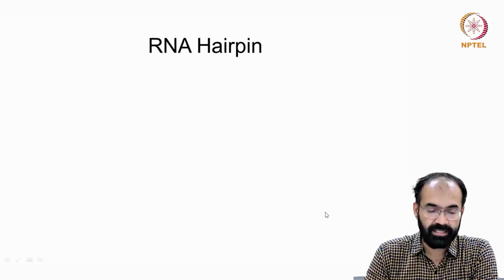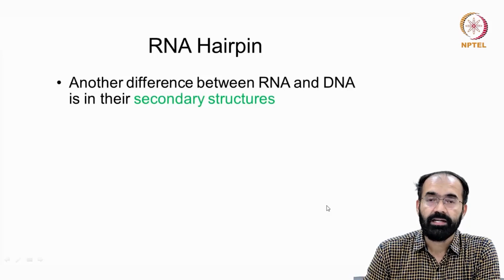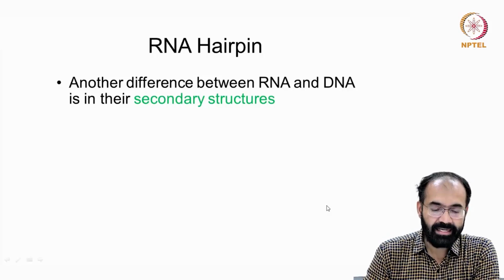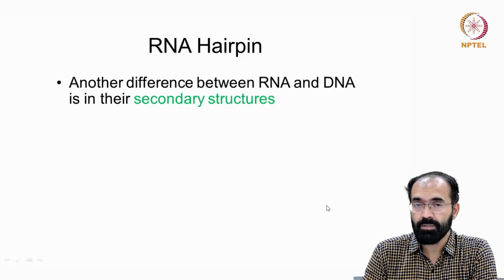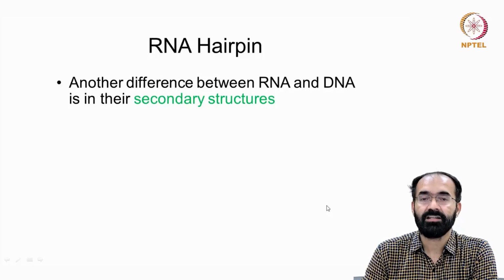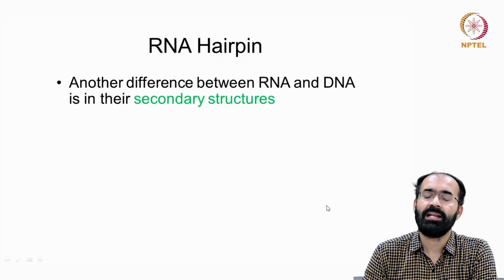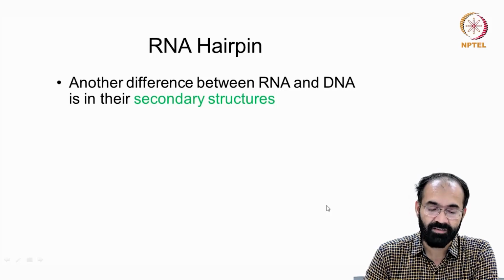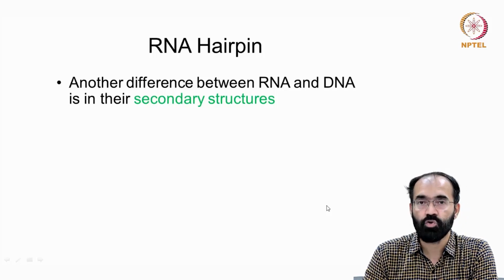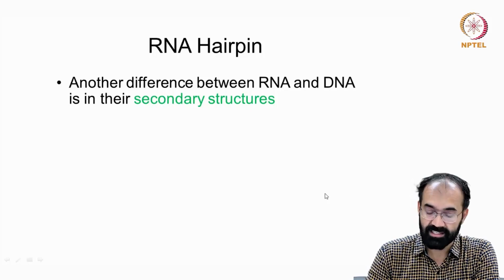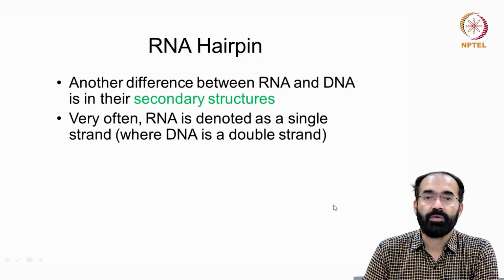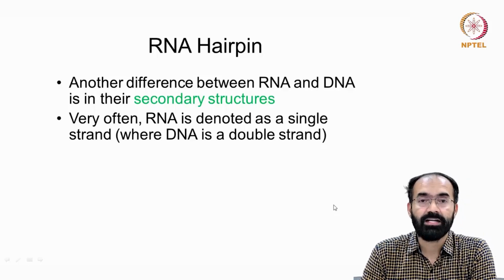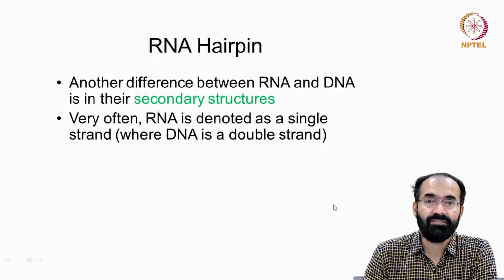We will see them in more detail. What does it mean? A major difference between RNA and DNA is the ability to form secondary structure. DNA is a very stable molecule, but its secondary structure is limited to the double helical conformation, with both strands in anti-parallel conformation. Whereas RNA has innumerable conformational possibilities, which we generally call secondary structure. Very often, RNA is denoted as a single strand for convenience.